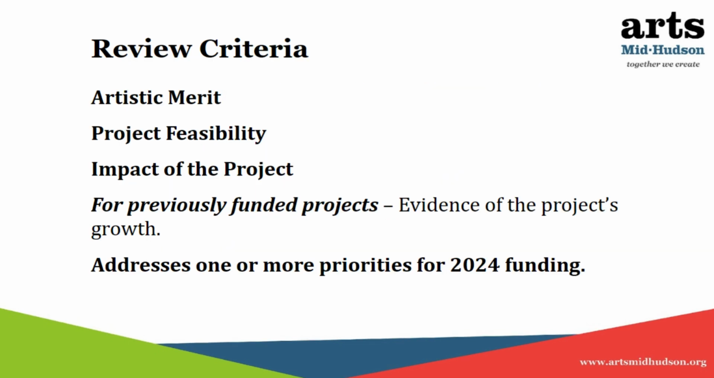The review criteria for the Community Arts Grant, you'll see it's the same for all 3 categories, but they mean different things. Artistic merit, project feasibility, and impact. These are the 3 review criteria that the panel will score on. They score on a scale of 1 to 4 for each review criteria. And it's really important that you aim to get the highest score possible in all these areas so that you're more likely to receive funding.